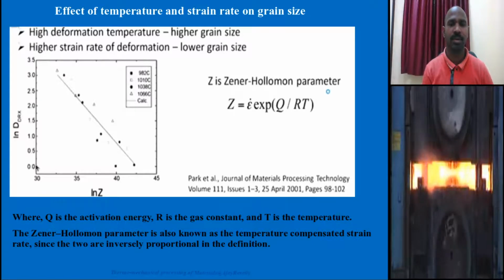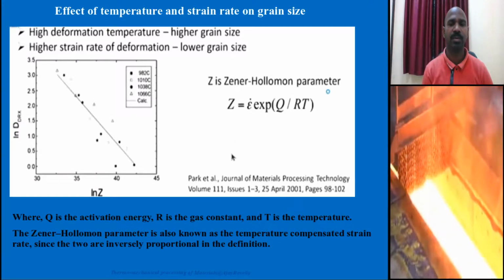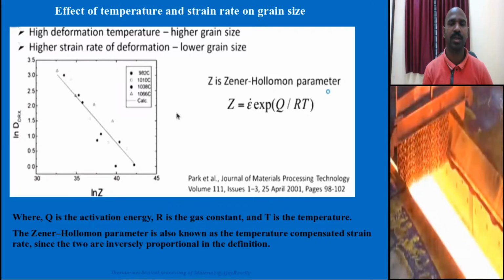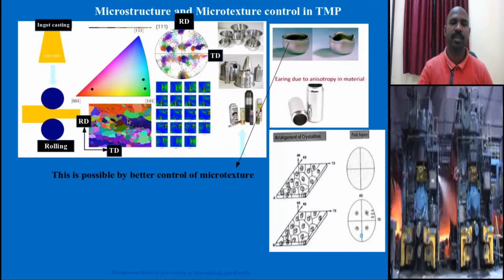at 43 you will get 0.01 micrometer. So this gives a conceptual idea of temperature and strain rate. Now the another parameter, that is microstructure.